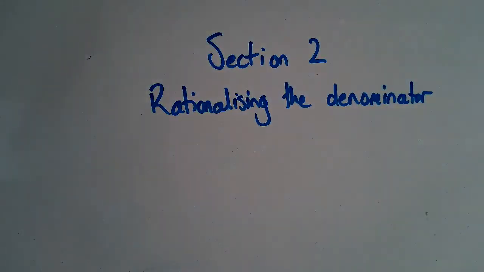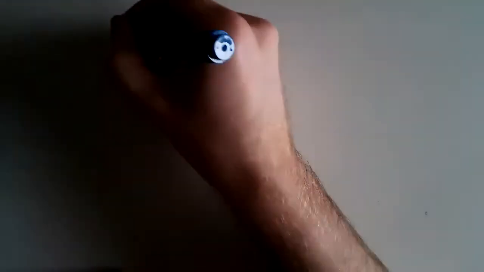We're now in section 2. Section 2 is rationalising the denominator. You've hopefully heard this phrase before, but all it means is the technique to help us divide by thirds. For example, if I had 2 divided by 3, we've got a method for working out what that could be as a decimal.